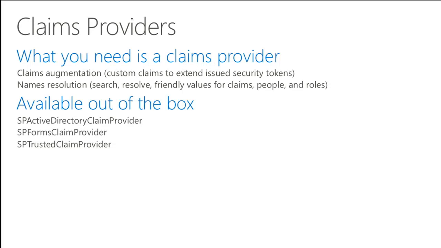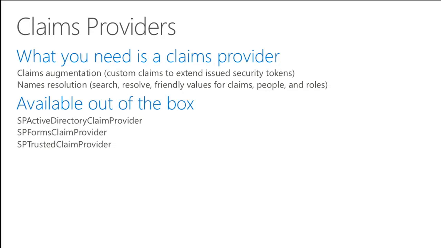Out of the box, SharePoint uses what is called a claim provider to manage claim values. And by managing claim values, I mean to augment claims if needed, or to search, resolve, and find claim values, for instance, through the people picker or in any other context. Out of the box, SharePoint has 3 available claim providers. The first one, SP Active Directory Claim Provider, is the one used to resolve Windows-based identities. It was the one used to resolve SharePoint /administrator, to make it clear.